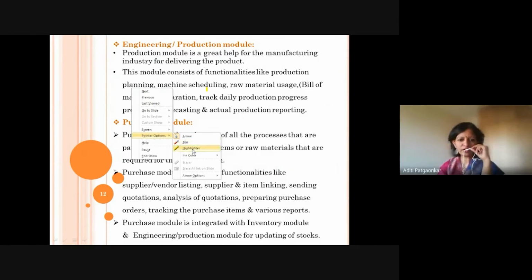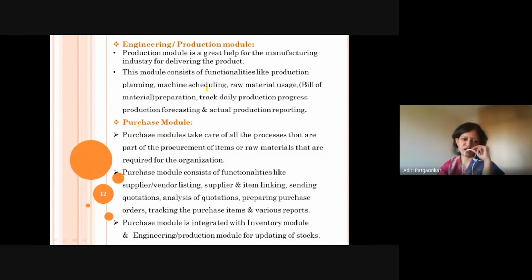The next correlated or linked module that we have here is the purchase module. The purchase module is also related to production because it consists of a lot of activities like suppliers, supplier details, item details, raw material details, sending quotations, analysis of quotations, preparation of different purchase orders, and generating various reports on the basis of production. These functions are generally handled and managed by the purchase module. So this is another important module of ERP which gives all the information about purchases.